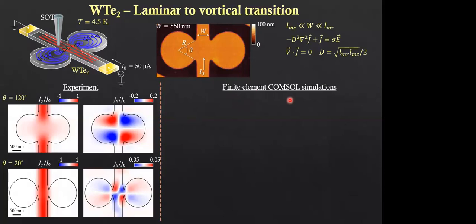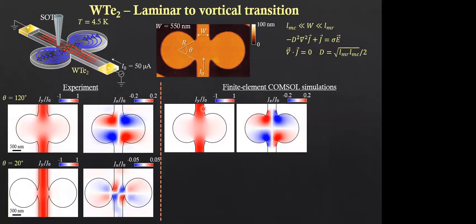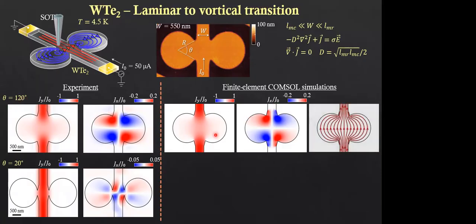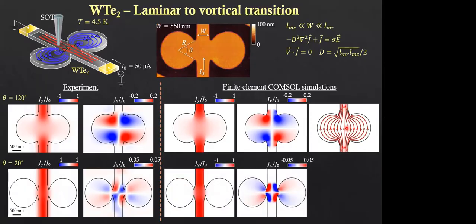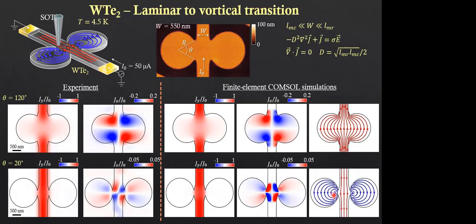A finite element COMSOL simulation gives a Jy and Jx profile like this for the same theta, and the streamlines look like this. This is still laminar for 120 degrees, but if we go to just 20 degrees, then the COMSOL simulation looks like these two profiles, Jx and Jy, and the streamline flow looks like this. So we have laminar flow in the channel, but in the chamber, we have vortical flow. So the current is flowing in the other direction.